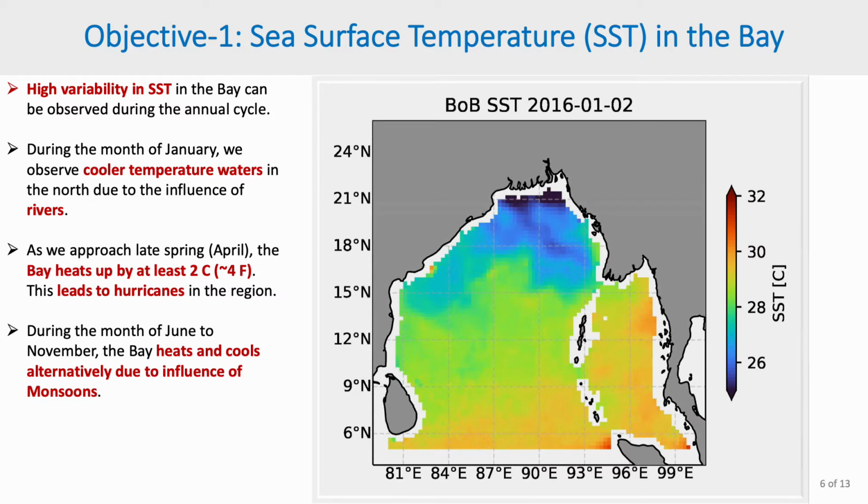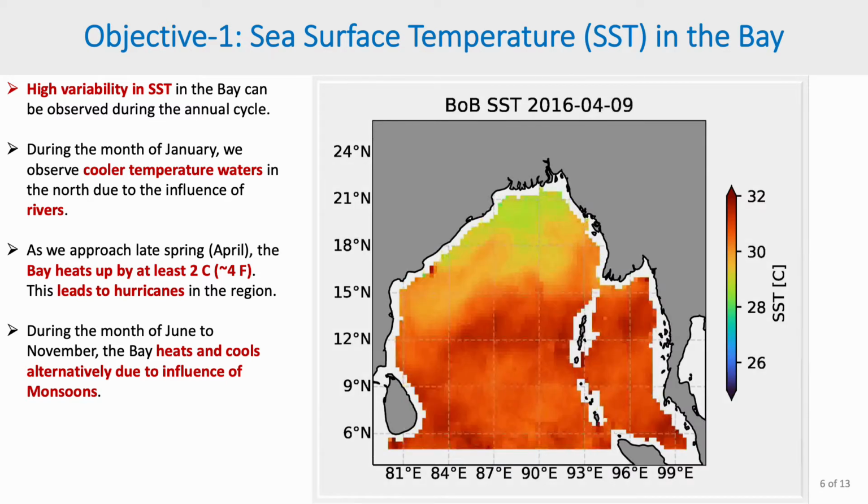Alright, as we can observe, in the early winter, during the month of January, there are initially colder waters from the north because of the influence of the river water, which is colder than the ocean water. By the time of spring, the ocean heats up by at least 2 degrees Celsius.